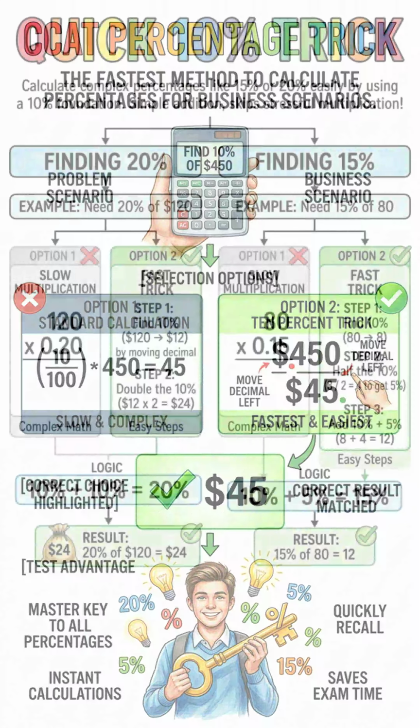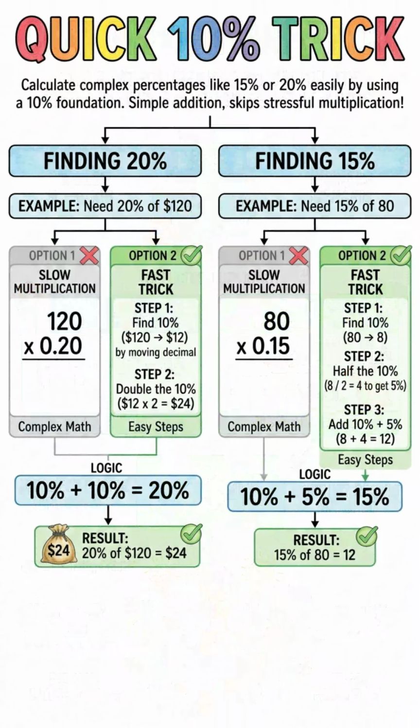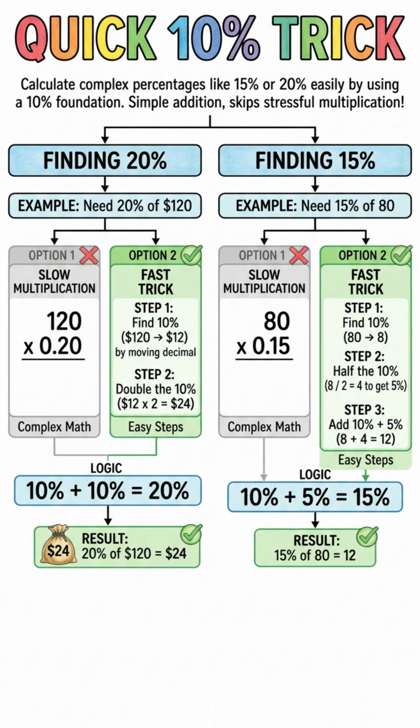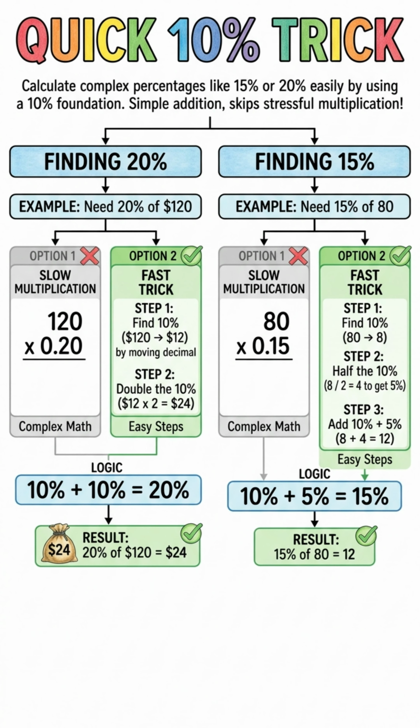Let us explore how the 10% trick helps you find more complicated numbers like 15 or 20%. If you need 20% of a number, simply find 10% by moving the decimal, and then double that amount in your head. If you need 15%, find the 10%, cut that number in half to get 5%, and add the two pieces together. Breaking complex percentages down into simple building blocks of tens and fives turns stressful multiplication into very easy addition.